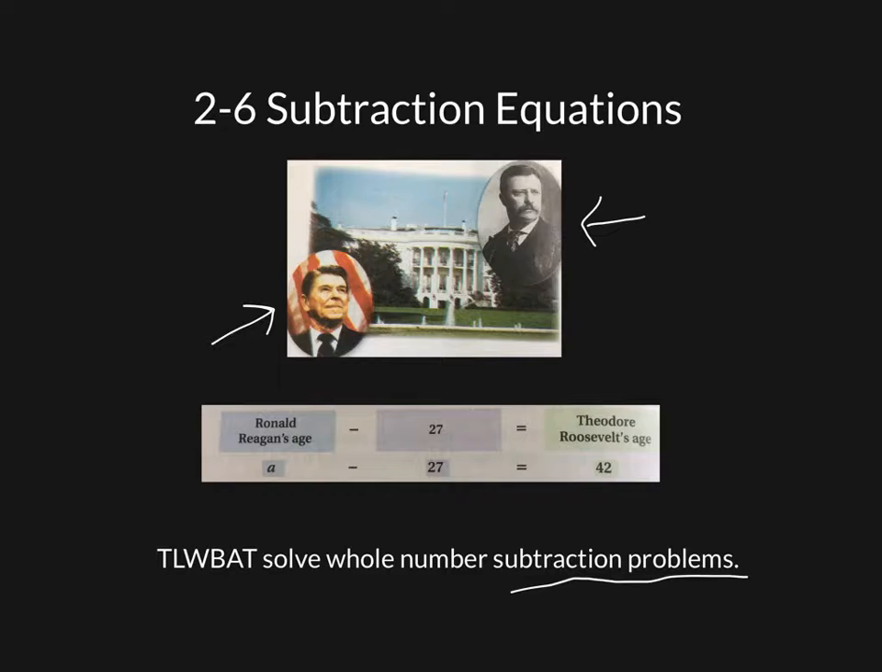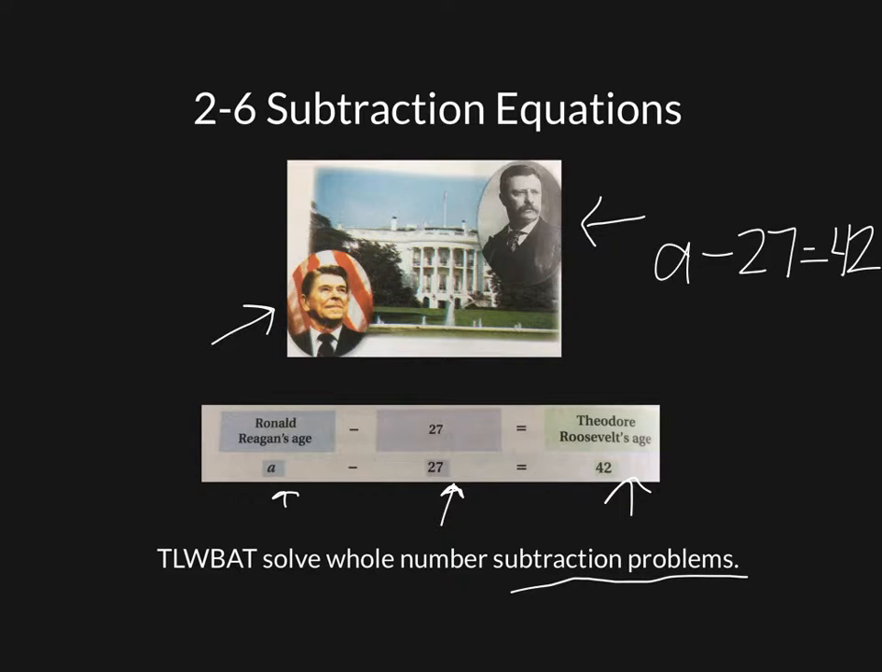So we're going to let A represent Ronald Reagan's age. We don't know how old he was actually, but we know his age is going to be represented by A. And we know that Teddy Roosevelt was 27 years younger when he became president at the age of 42. So this is going to be our equation, A minus 27 equals 42.